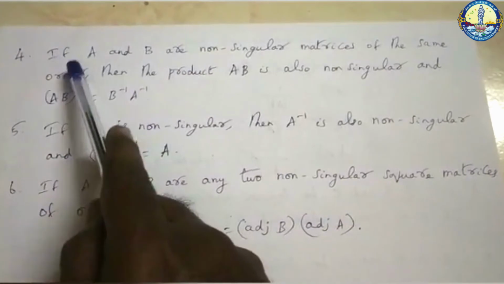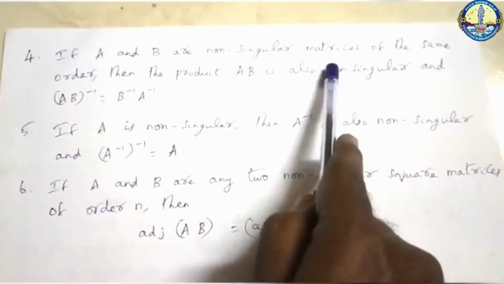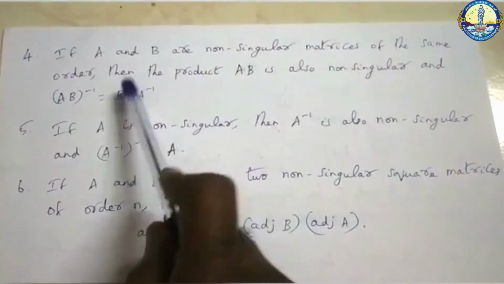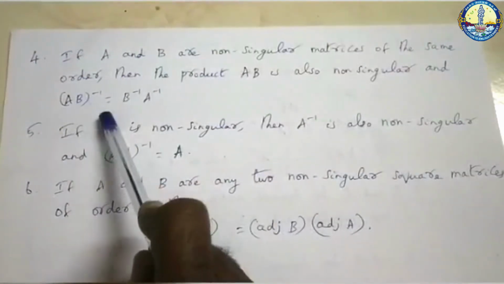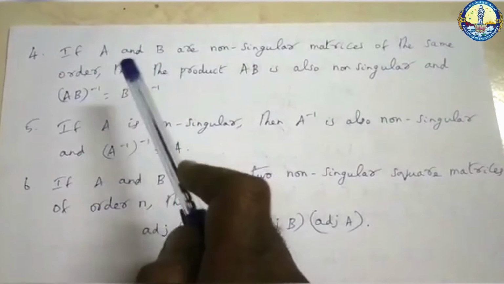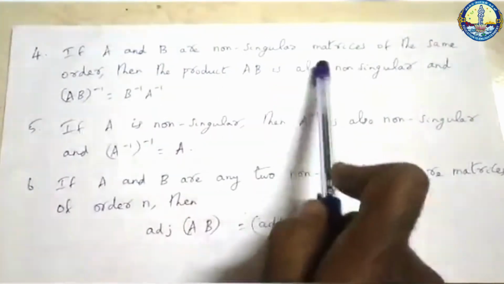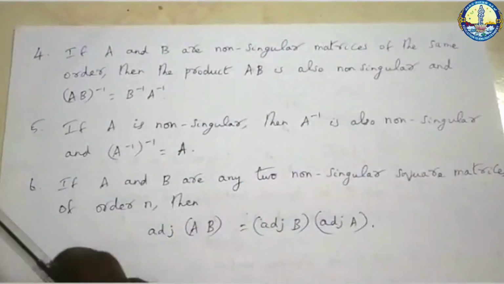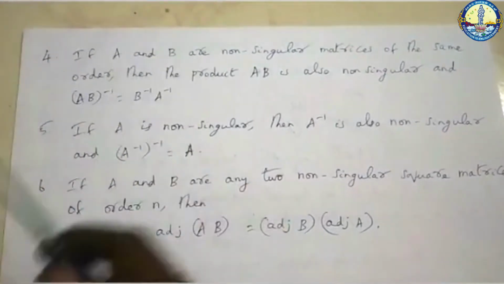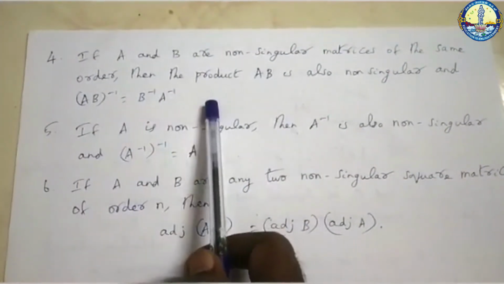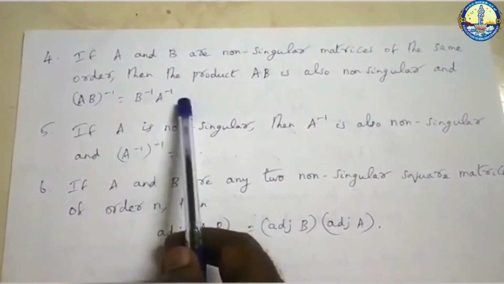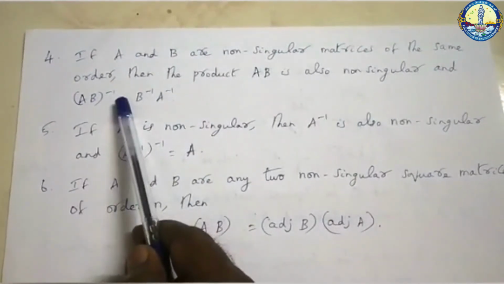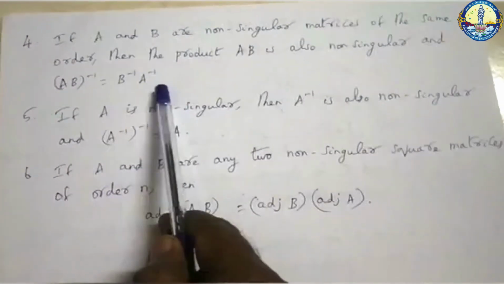Fourth property: if A and B are non-singular matrices of the same order, then the product AB is also non-singular, and (AB) inverse equals B inverse A inverse. Same order means both are 3 by 3 matrices or both are 2 by 2 matrices. Then the product is also non-singular, and (AB) inverse equals B inverse into A inverse.